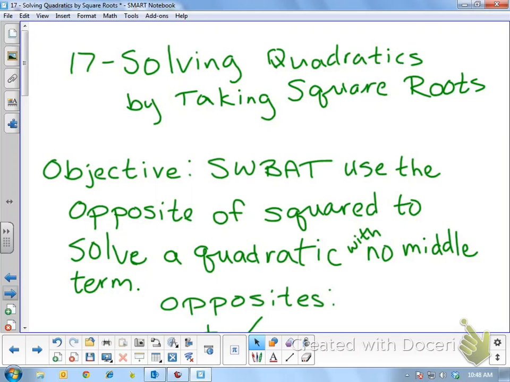Today's stuff is pretty straightforward. We're going to be solving quadratic equations by taking square roots. When we solve quadratics by taking square roots, it's almost exactly the same as solving a normal equation. So again, today's stuff will be pretty straightforward. Our goal will be to use the opposite of squared to solve a quadratic with no middle term.